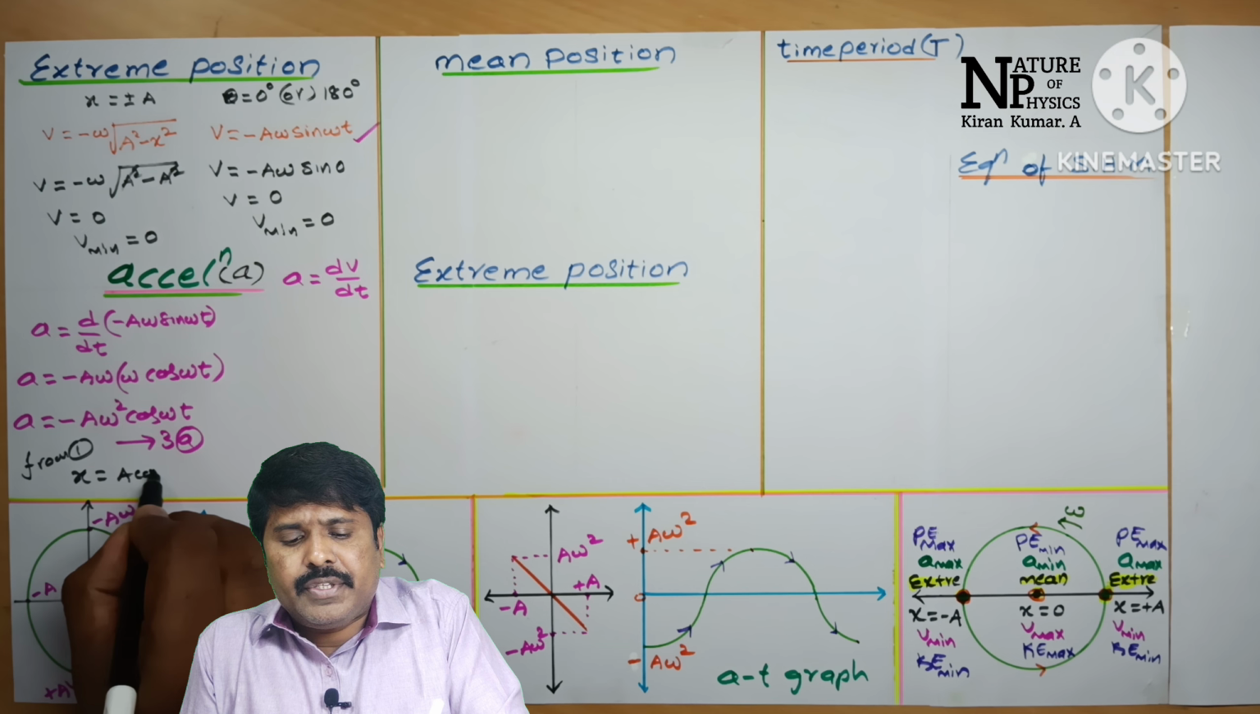Okay student, and here simple harmonic motion, S.H.M.: the acceleration of the particle is directly proportional to minus x. A body is said to be in simple harmonic motion if it moves to and fro along a straight line about the mean position such that at any point its acceleration is directly proportional to the displacement in magnitude and opposite in direction.